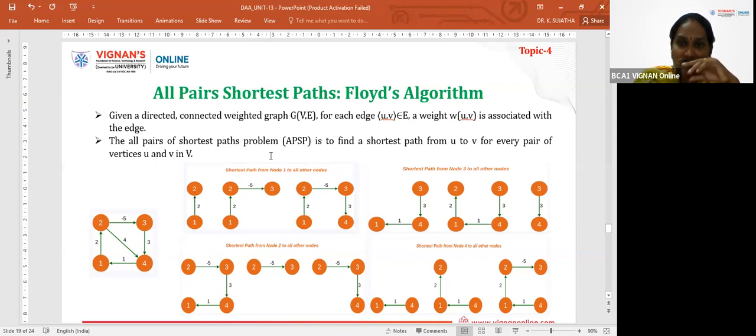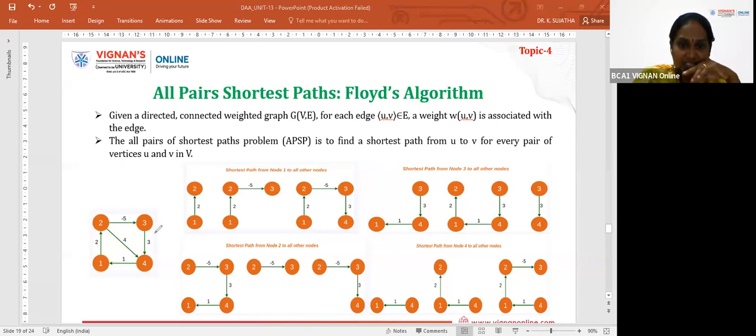Now here you can see what this problem is first. You are given a directed connected weighted graph. For each edge (u, v) belonging to E, a weight is assigned. Okay, for every edge, a weight is assigned. Now, the all-pairs shortest path problem is to find the shortest path from u to v for every pair of vertices in the given graph. So here you need to find the shortest paths between every pair of vertices.